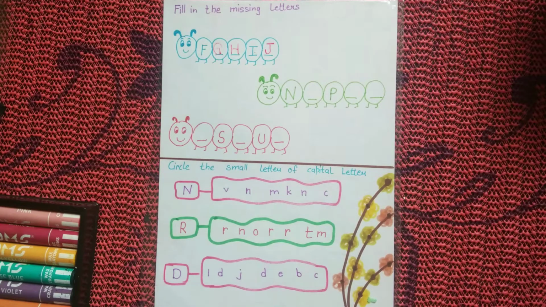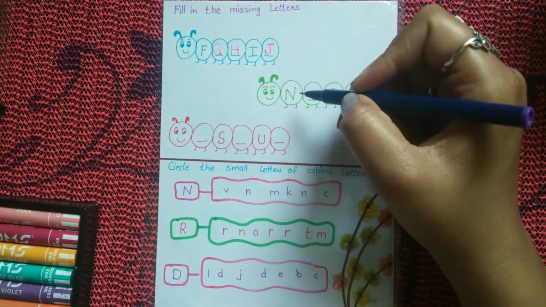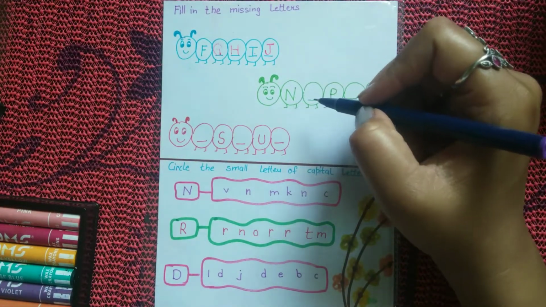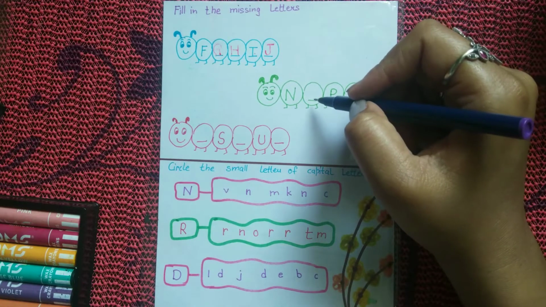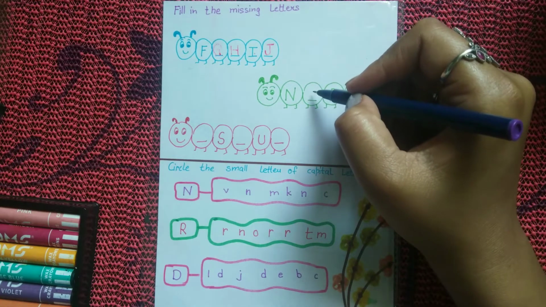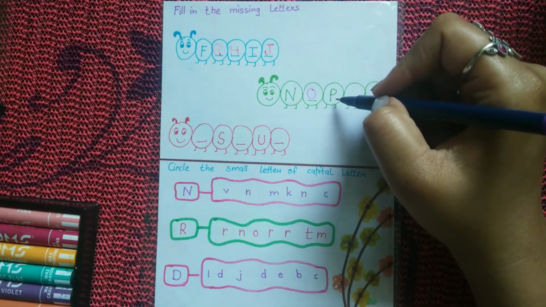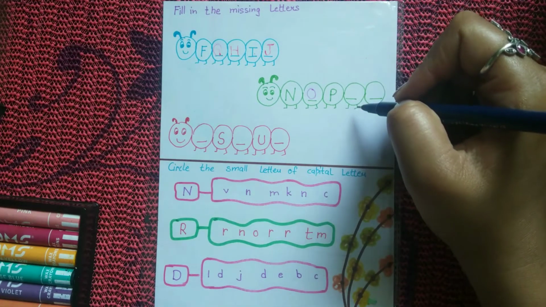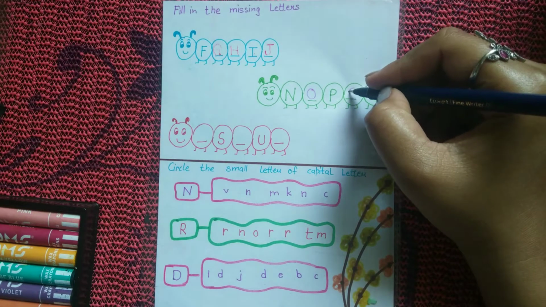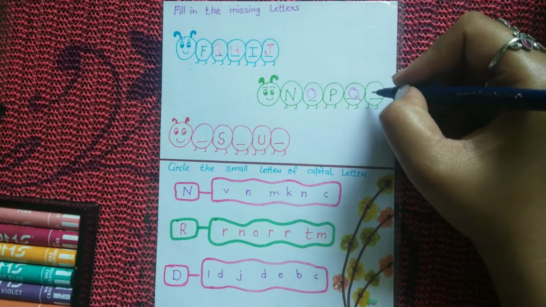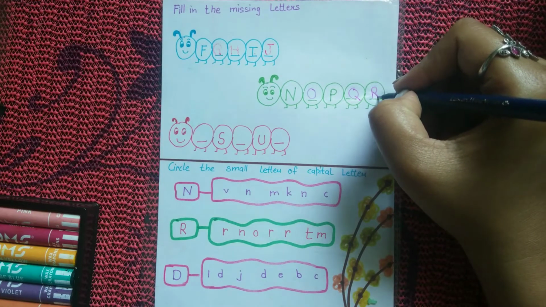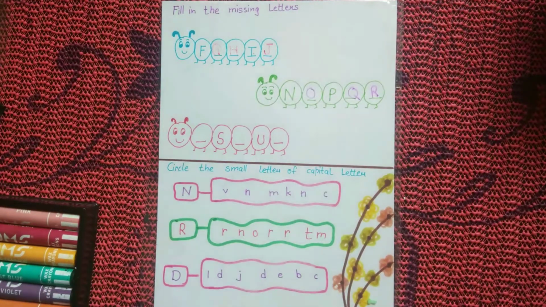Now in the next caterpillar, which is green in color, we have letter N first. Can you tell me what comes after letter N, everyone? Right, that's letter O. Then we have letter P. Then what will come, everybody? That's letter Q. And lastly letter R. Good job. Now tell me what will come in the red caterpillar first, because there's nothing there.